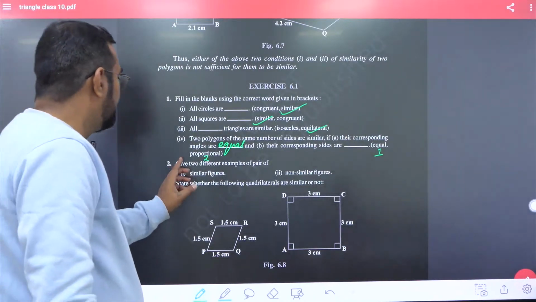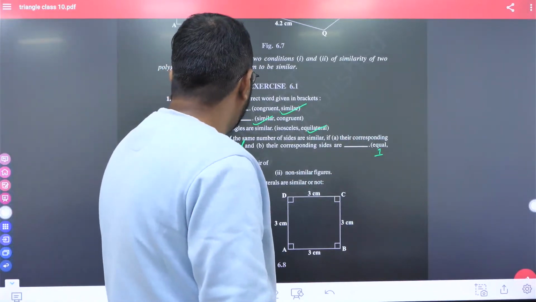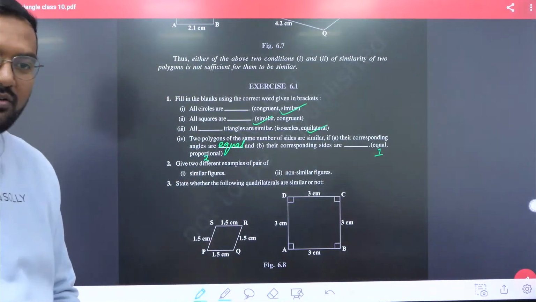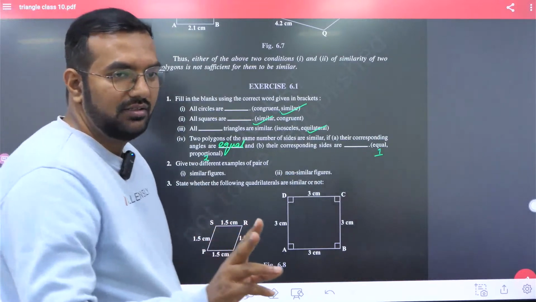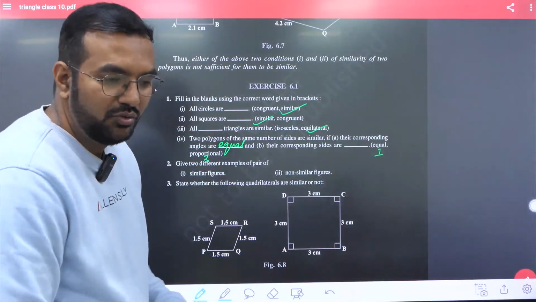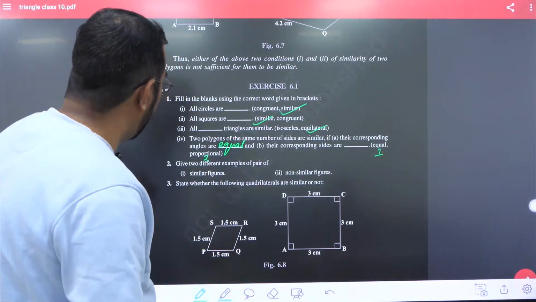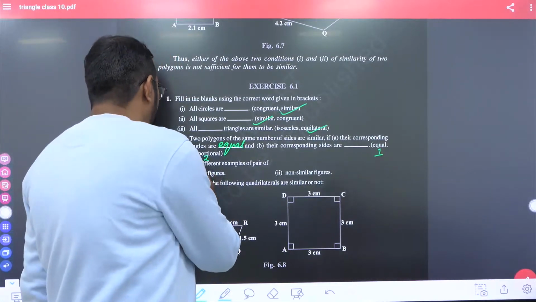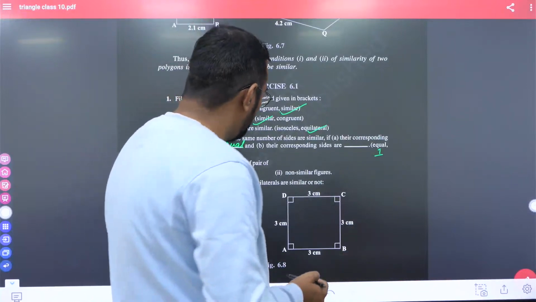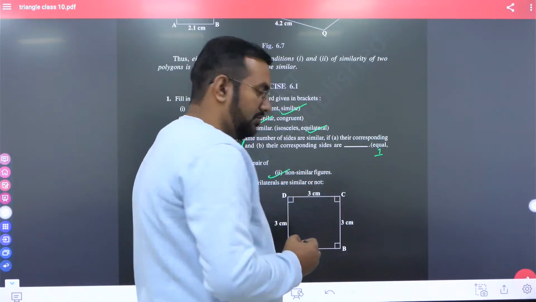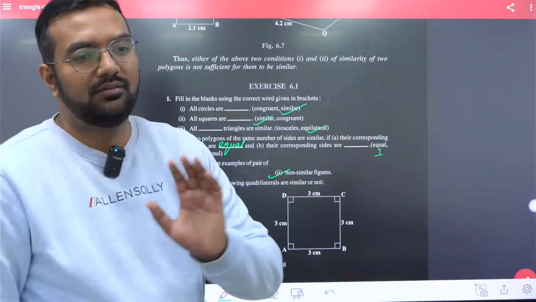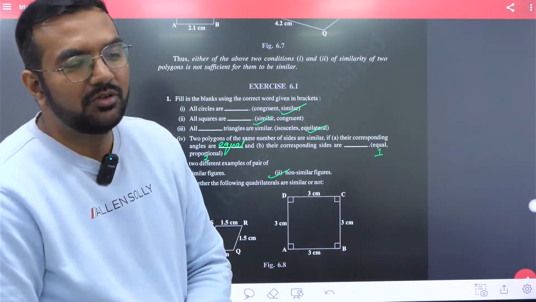Here we have to give two different examples of a pair of similar figures: two circles, two squares, two rectangles, two equilateral triangles. There are many examples. You can take any one. You can write two circles simply. Two non-similar figures: a circle and a square. These two are non-similar figures because their shapes are different.